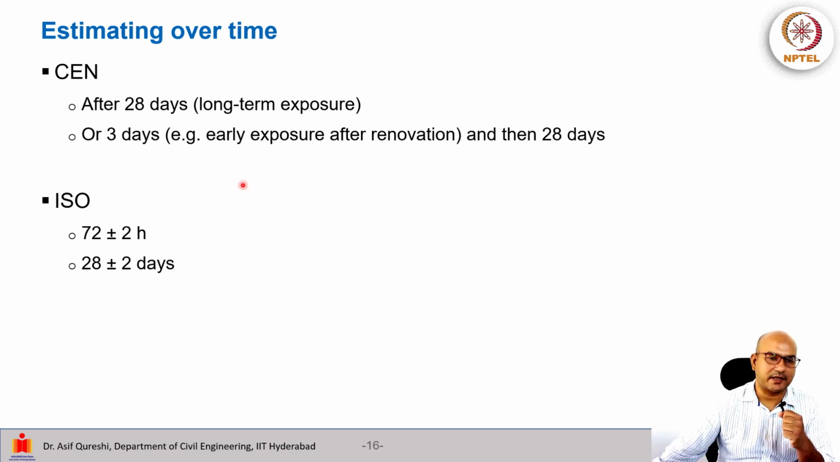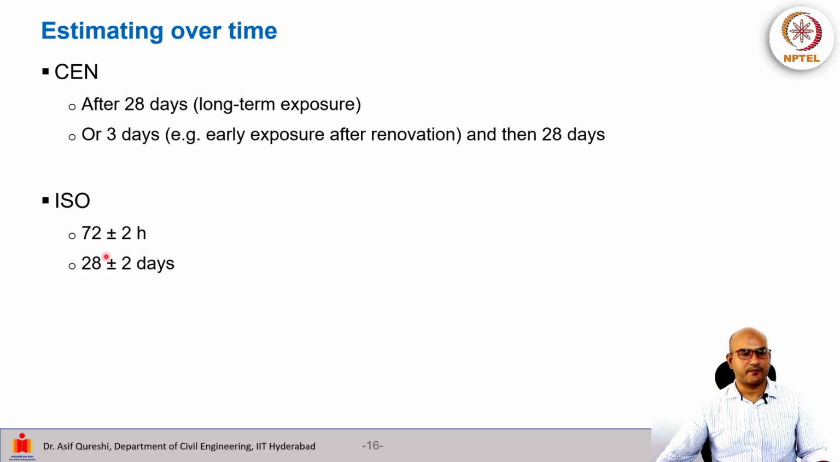Generally, the agencies have defined different times of exposure, one related to long term and one related to early exposure. For example, for CEN, there is one measurement to be taken after 28 days, or one estimation to be made after 28 days, and this denotes a long term exposure. Even ISO has a similar value, 28 plus minus 2 days. Then CEN also gives the estimation at 3 days, same for ISO, 72 hours. So 3 days basically gives an indication of an early exposure.